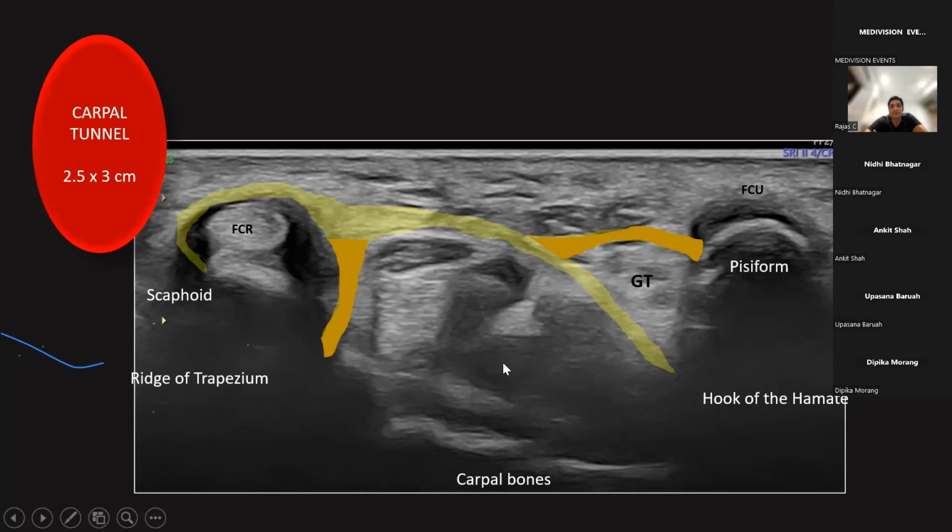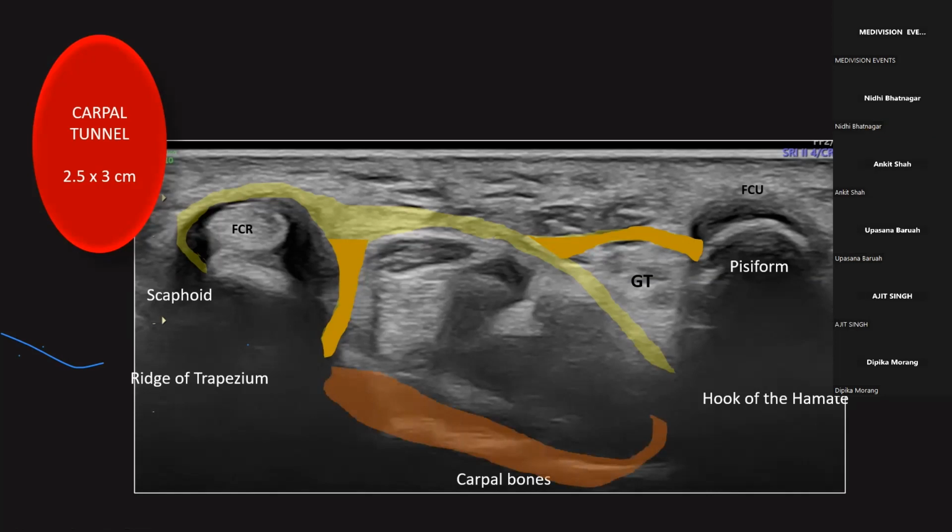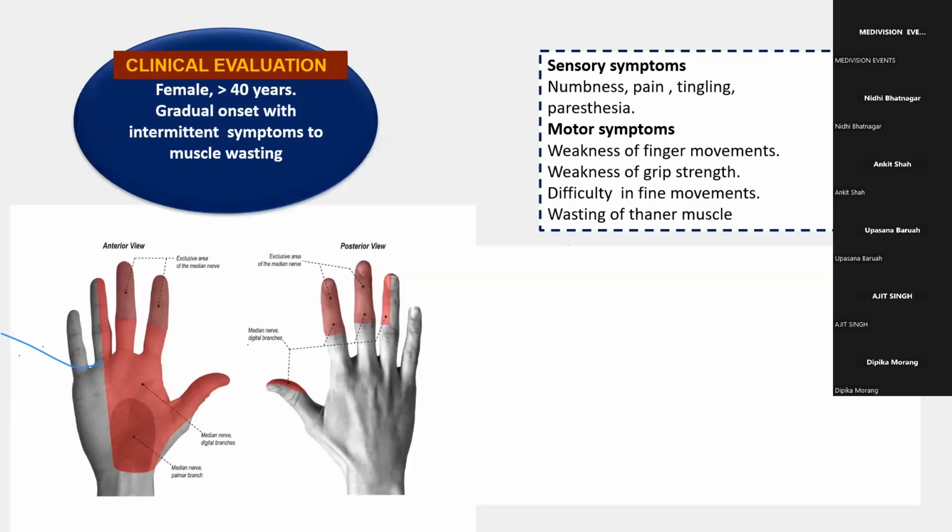Posteriorly, it is supported by the carpal bones, and together they form a very narrow tunnel there, about 3 centimeters long, 2 centimeters wide, and it has a depth of about 0.8 to 1 centimeter, and it allows the 9 flexor tendons and the median nerve to pass through it. So there is definitely very limited space within it. So anything that causes compression of the tunnel or increased pressure within the tunnel will lead to median nerve compression.